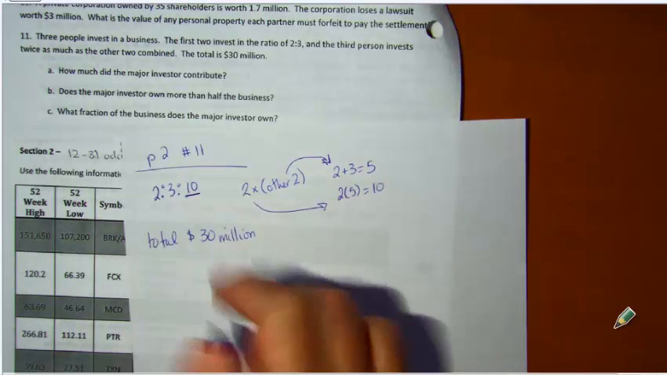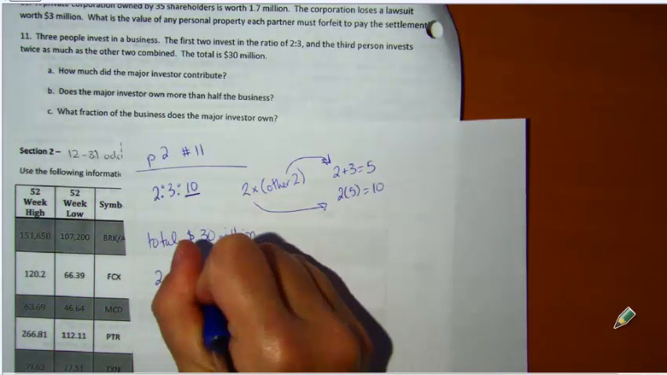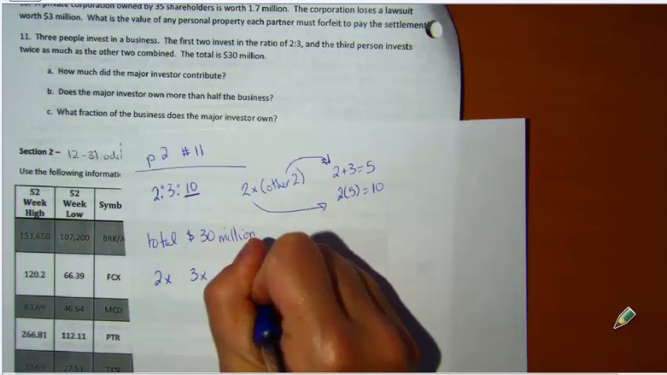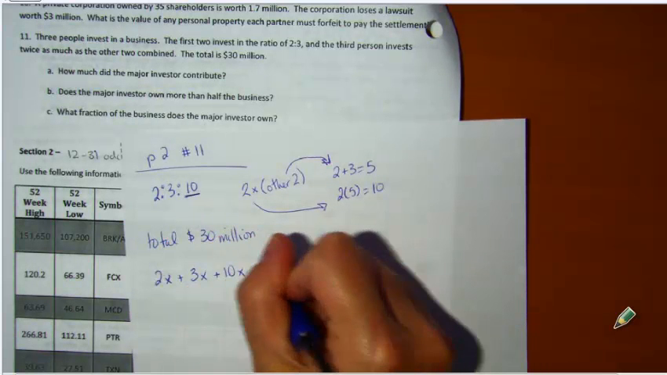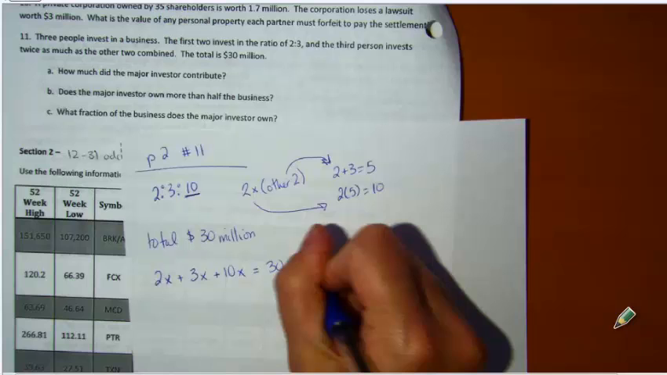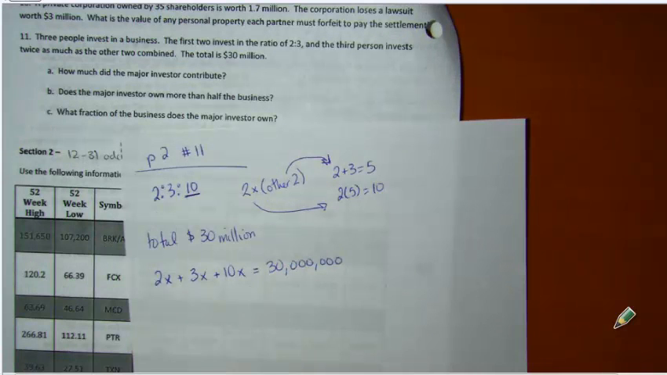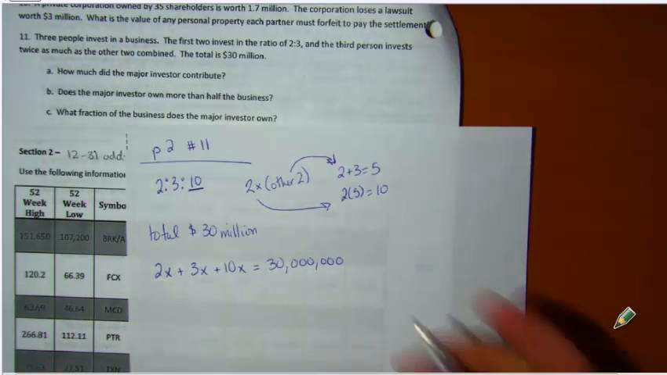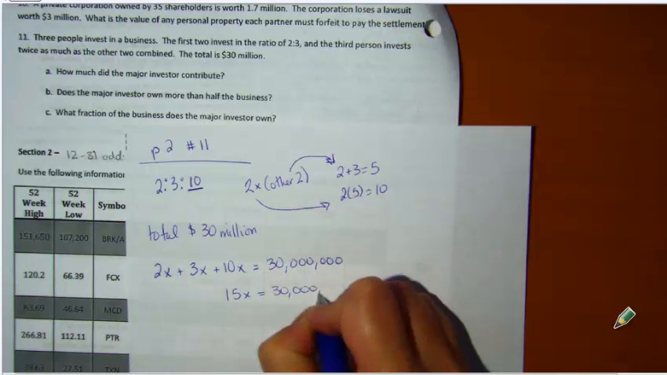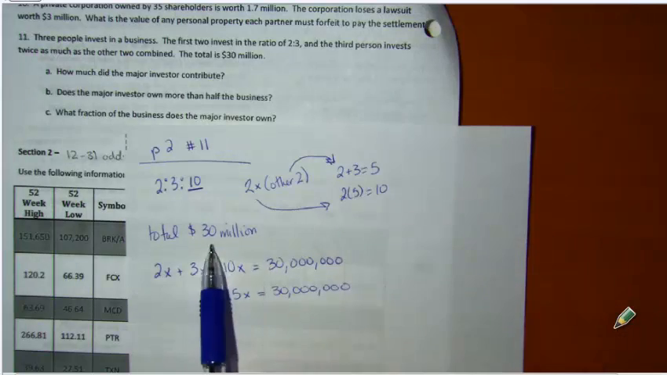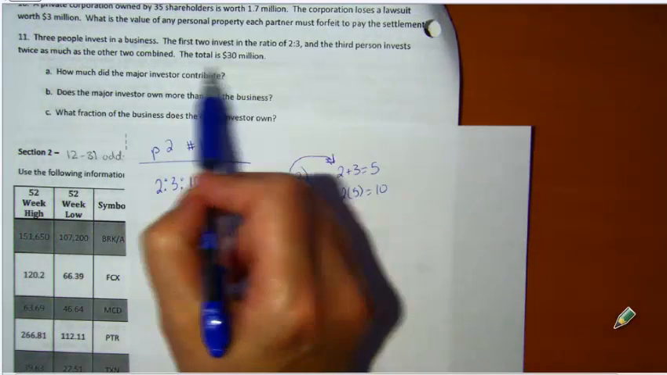Well, remember with the ratios, add x to each of those numbers, so 2x, 3x, and 10x, and then add them together to equal the total of the business, 30 million. So far, okay? So that's 15 right there. That's right here. Total is 30 million.